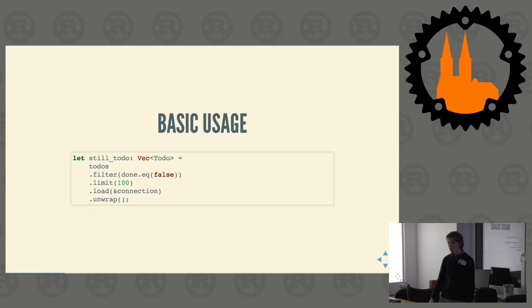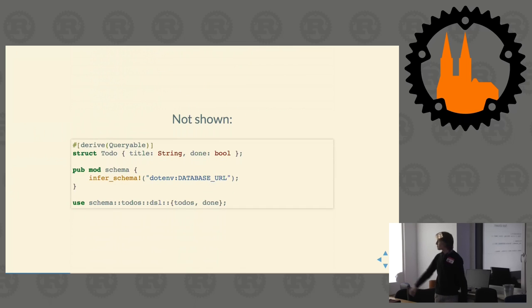You might be thinking, well, there is probably a bit of more stuff involved. So here it is. This is our to-do struct. And we derive a trait, which is here a queryable. And then we use infer schema to load the database schema from our database URL and use the DSL to get the things we were using, that is the to-dos table and the done field.